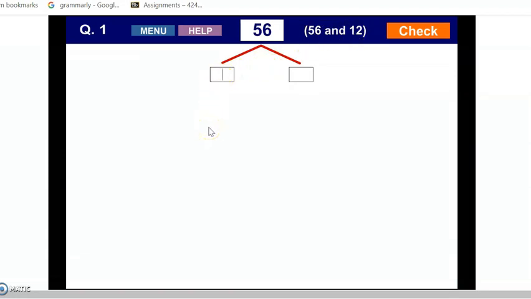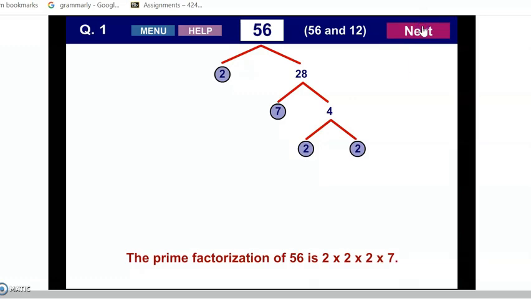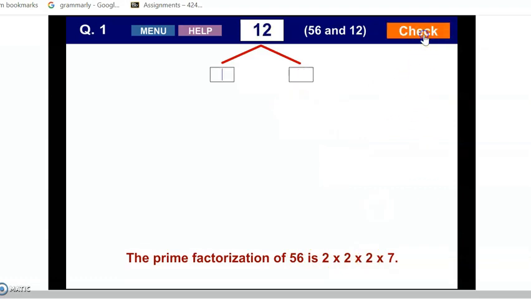So I'll start with 56, and I know that that can be divided by 2, and 28. Start with that. And 28 can be divided by 7 times 4 is 28. And then we've got 2 times 2 here. Okay, there's my prime factorization of 56. It's 2 times 2 times 2 times 7. Now I've got to get it of 12. So let's do 3 and 4 and 2, 2.